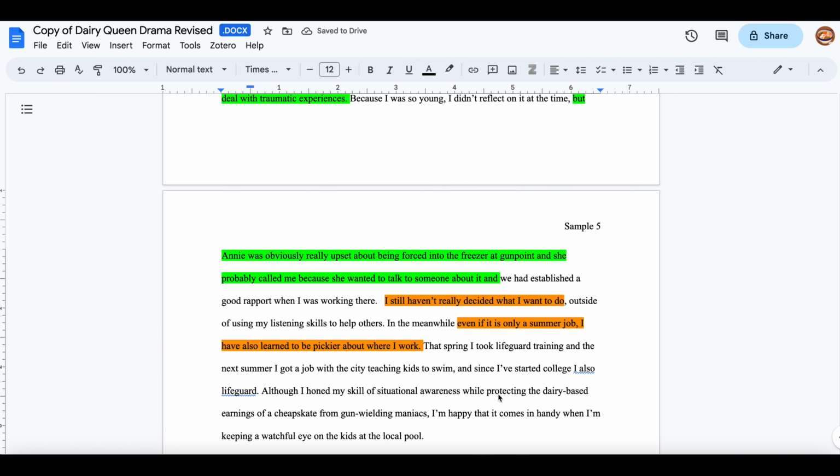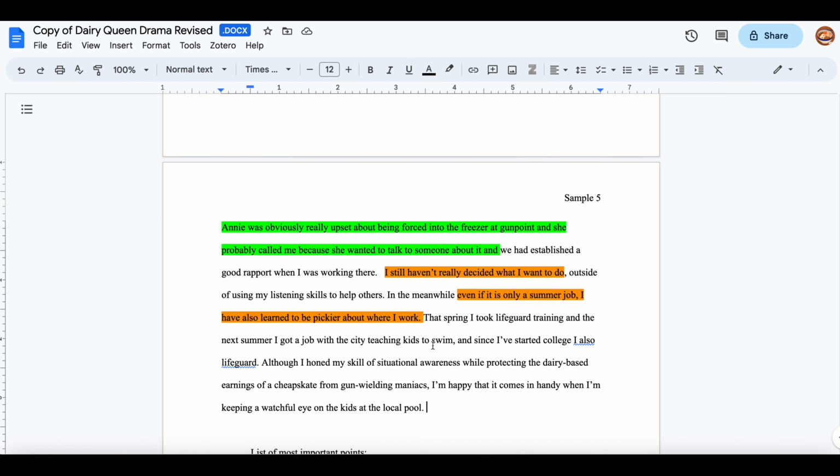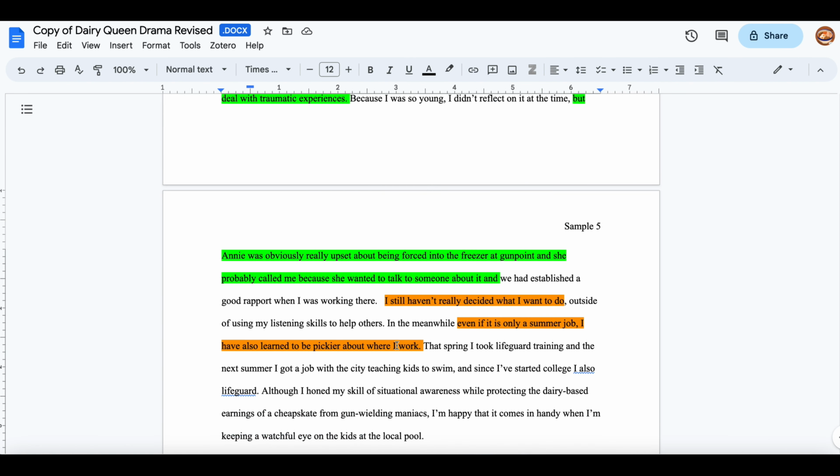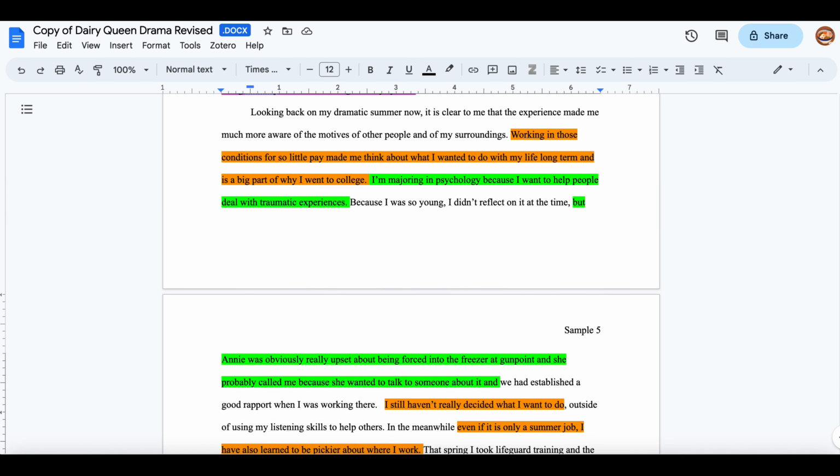So this is a little clunky, and it's definitely more something that I would write than something that I think the student would have written. But I feel like this sums up: "I honed my skill of situational awareness while protecting the dairy-based earnings of a cheapskate from gun-wielding maniacs. I'm happy that it comes in handy when I'm keeping a watchful eye on the kids at the local pool." That seems all right, it's got that memorable closing hook kind of feel. I know I need to edit this because it's a little clunky, but I'm going to leave it at that for now and call that conclusion pretty well done.